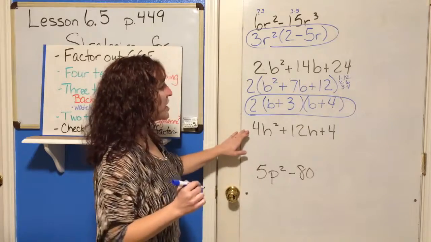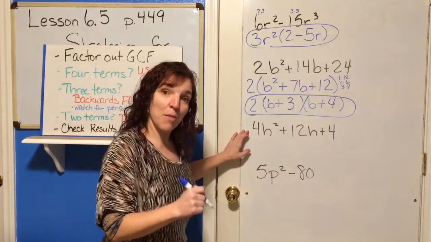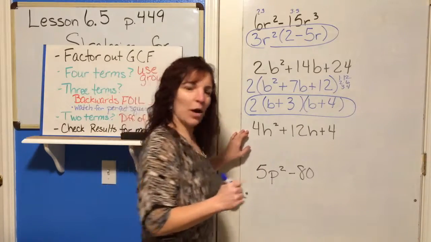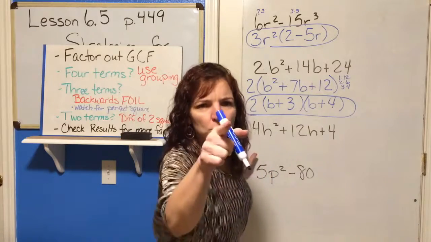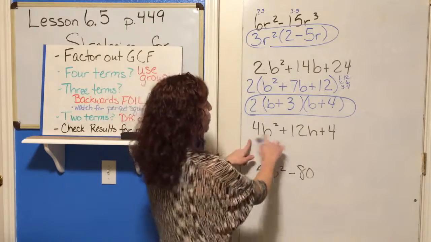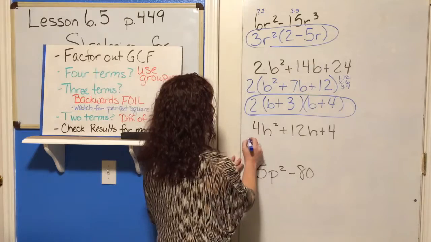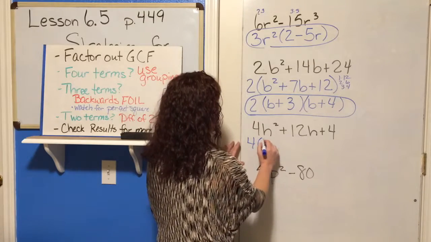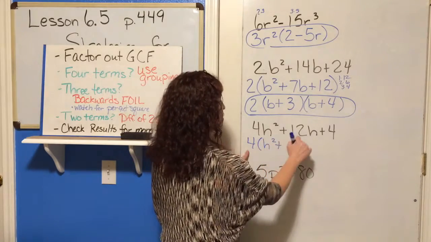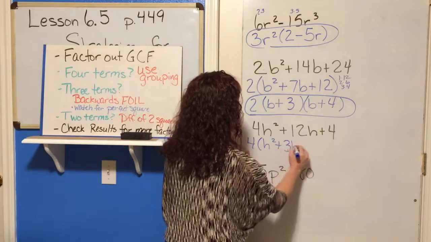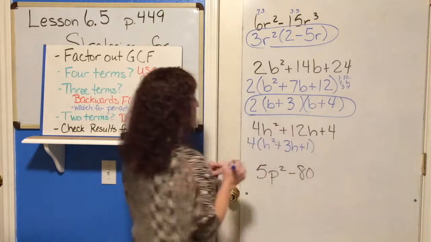Okay, let's do another one. Pause and do it yourself and then come back, okay? You can do this. All right, did you do it? I hope so. Okay, here we go. So 4, 12, and 4, let's take out a 4. And what we have left is h squared plus 4 times 3h plus 1.